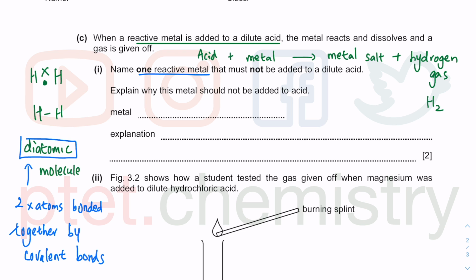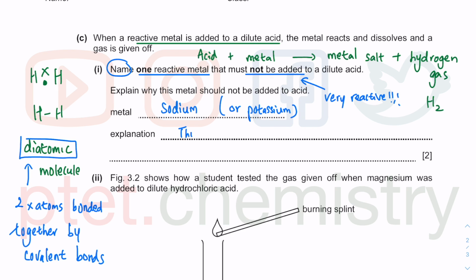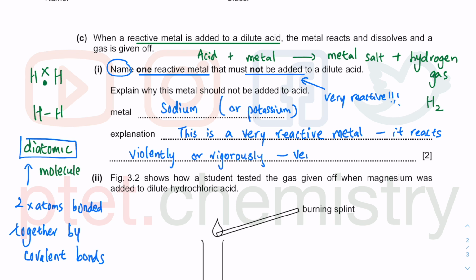So name one reactive metal. You gotta give the name, must not be added. So very reactive metal, very dangerous. So therefore we can think about sodium, you can think about potassium. So these are extremely reactive metals, and they are not supposed to be added to acid straight away because this is a very reactive metal. So if it is very reactive metal, it reacts violently. So it gives you a violent reaction, or vigorously, a very vigorous reaction, very dangerous. And this is with acid. It reacts very violently or vigorously with acid, and therefore a very dangerous reaction overall.